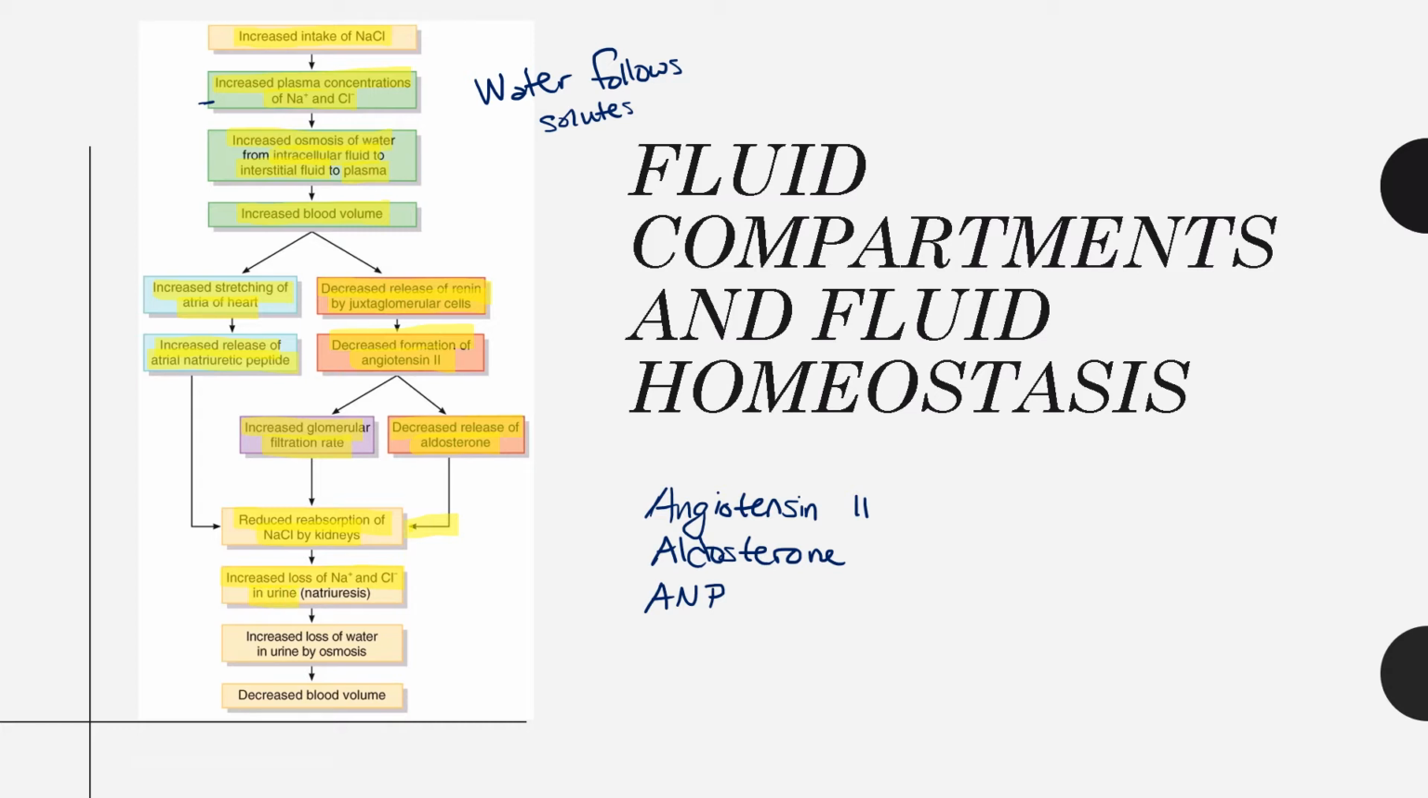So if we're going to lose more of that sodium and chloride in the urine, or more sodium and chloride is going to stay within the urine, water is going to follow, remember. So we're going to get an increased loss of water in urine by osmosis, and as a result, this is going to decrease blood volume and get us back to homeostasis.